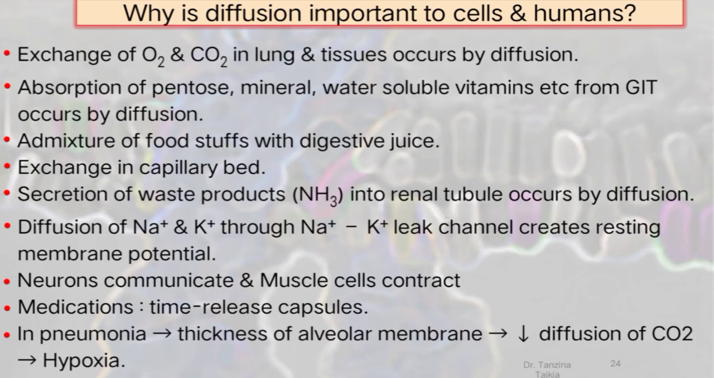Diffusion of sodium and potassium through the sodium-potassium leak channel creates the resting membrane potential. It also helps in nerve communication and muscle cell contraction. In medication, time-releasing capsules also work by this process. In case of pneumonia, it increases the thickness of the alveolar membrane, so diffusion of carbon dioxide is decreased, so hypoxia develops. These are some examples which occur in our body by diffusion.